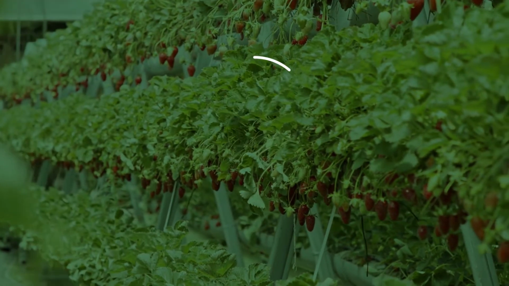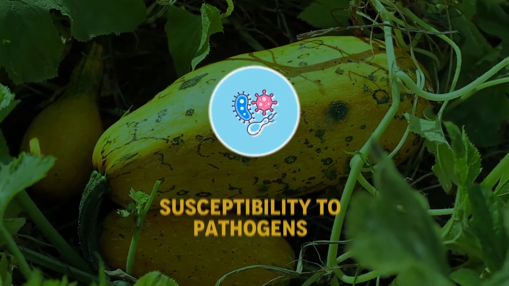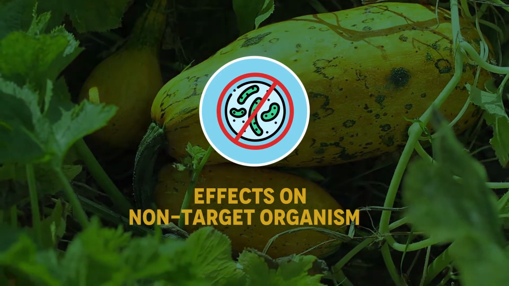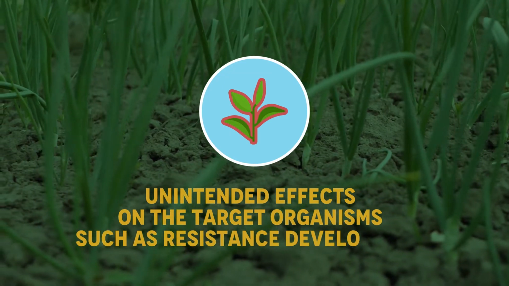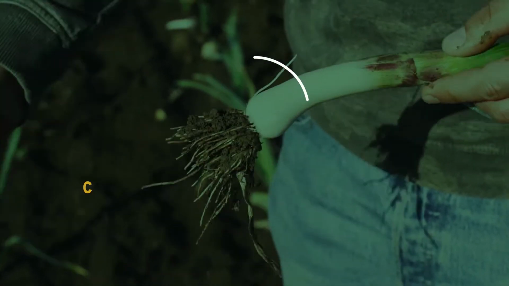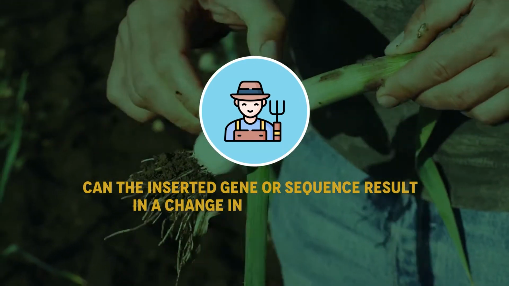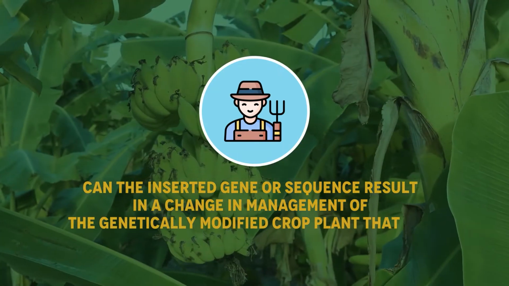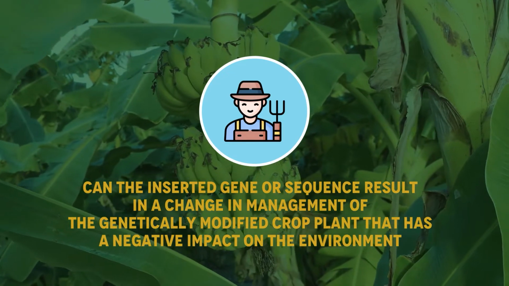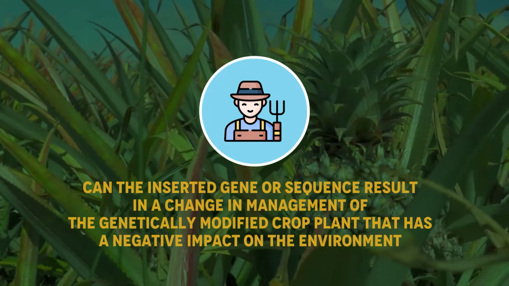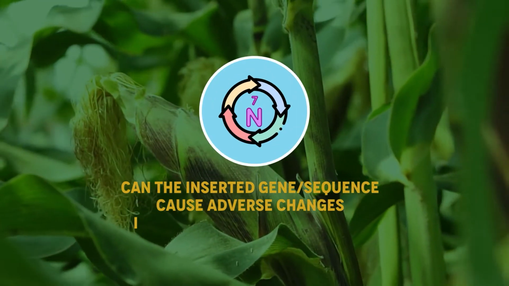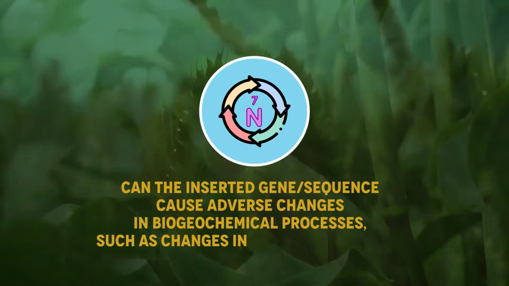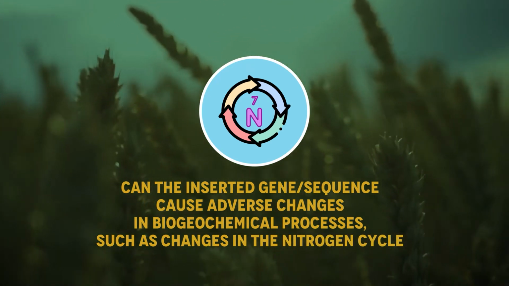Areas evaluated are: weediness, susceptibility to pathogens, effects on non-target organisms, and unintended effects on the target organisms such as resistance development. Can the inserted gene or sequence result in a change in management of the genetically modified crop plant that has a negative impact on the environment? Can the inserted gene or sequence cause adverse changes in biogeochemical processes such as changes in the nitrogen cycle?